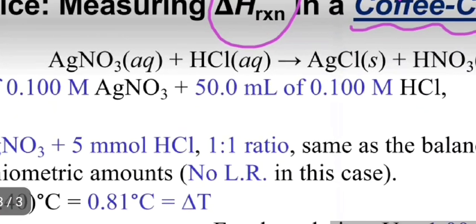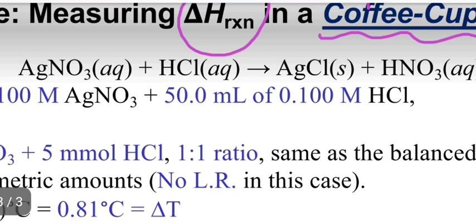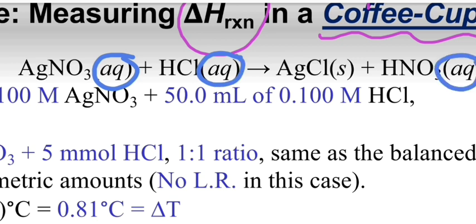Now looking specifically at the problem that we have in hand, we have the reaction between two solutions. One is silver nitrate, the other one is hydrochloric acid. They're going to give us another compound in solution, and the other one is a precipitate. Yes, follow the solubility rules.